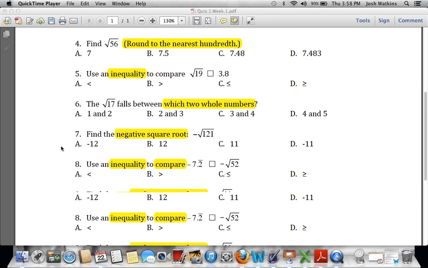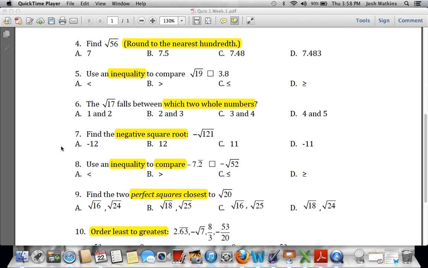We're going to move on to number 4. Find the square root of 56 and round to the nearest hundredth. So after you find the square root, round that to the nearest hundredth.